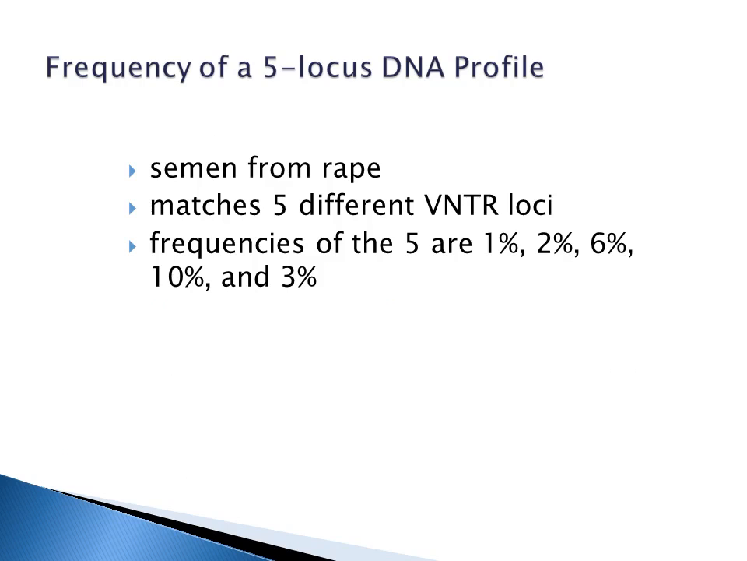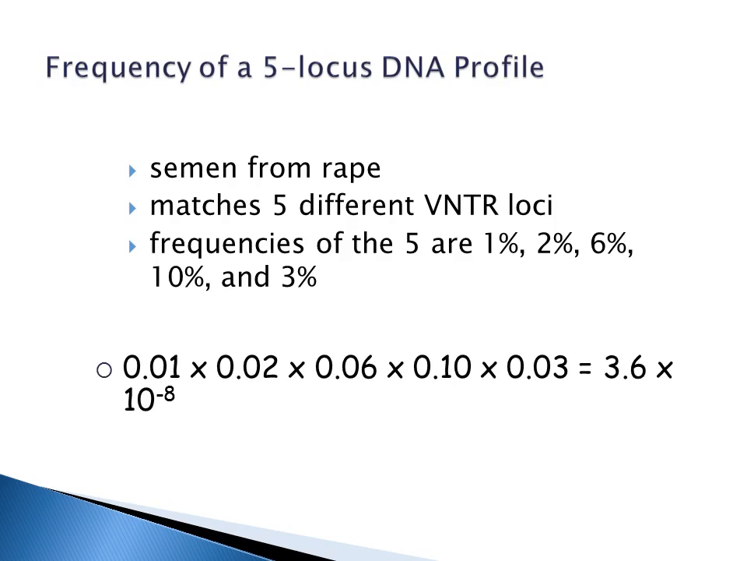So here's an example of the frequency of a 5 locus DNA profile, and this is based on semen that was obtained from a rape victim. So what is done here is you match 5 different variable number tandem repeat loci, and the frequencies of each of the 5 loci are 1%, 2%, 6%, 10%, and 3%.